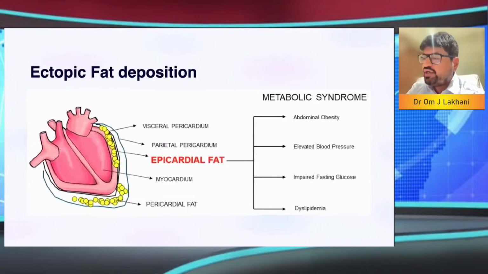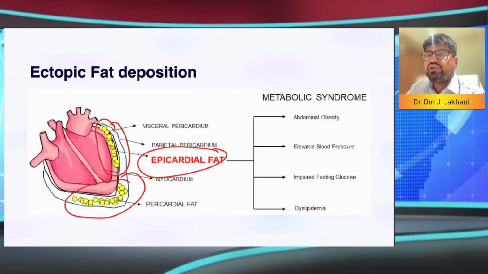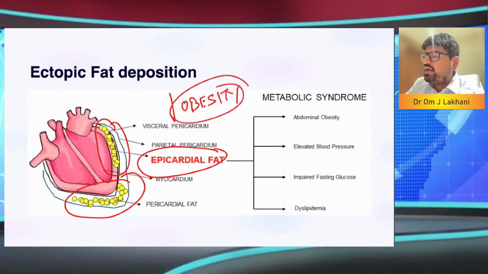If you see this picture here, you have the visceral pericardium and the parietal pericardium, and this is where the epicardial fat is deposited. You also have the pericardial fat. So you have the epicardial and pericardial fat. These levels are increased in patients with diabetes. In fact, they are also increased in patients with obesity. Certain patients with obesity tend to have increased epicardial and pericardial fat, and that contributes to heart failure with preserved ejection fraction, which is again important to understand from a pathophysiological perspective.